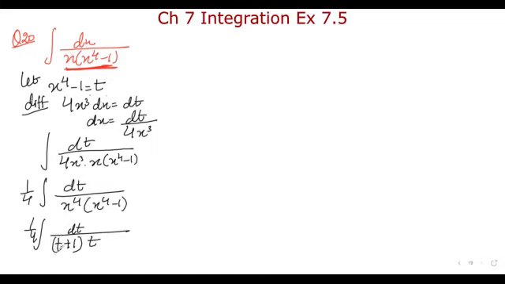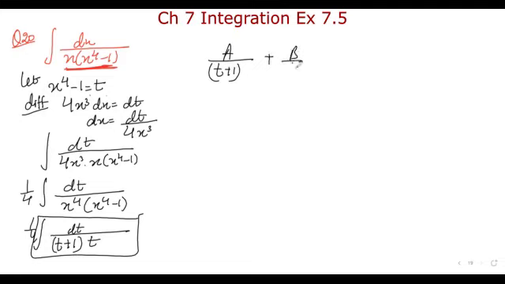Remember, now this is the easiest partial fraction. We do the partial fraction of this. So it will be a upon t plus 1 plus b upon t. This is equal to 1 upon t plus 1 into t.